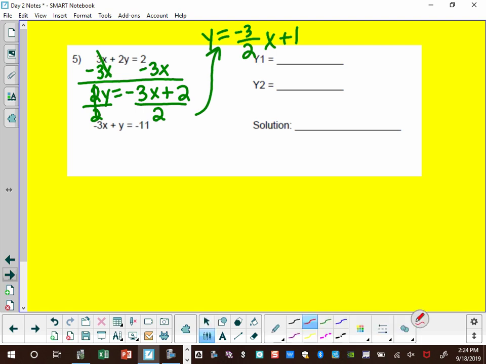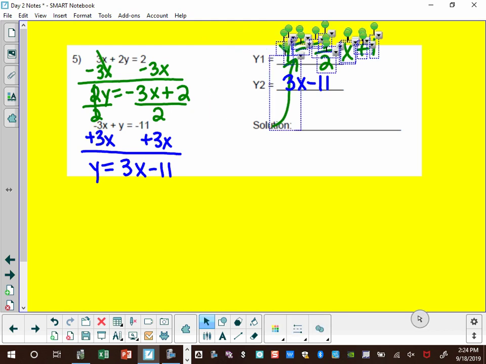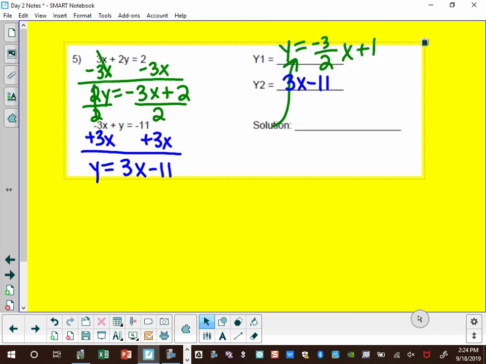For my second equation, I have negative 3x plus y equals negative 11. Add 3x. So I'm left with y equals 3x minus 11. So that goes here. And for my y, just going to move this down.